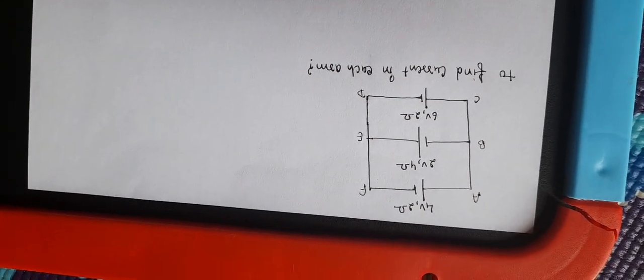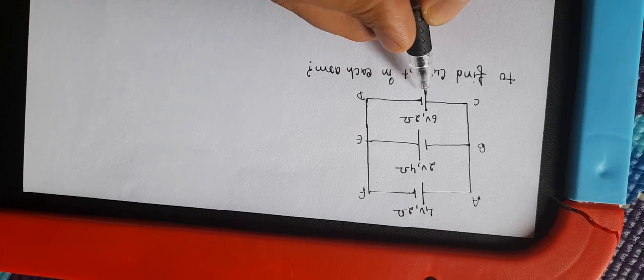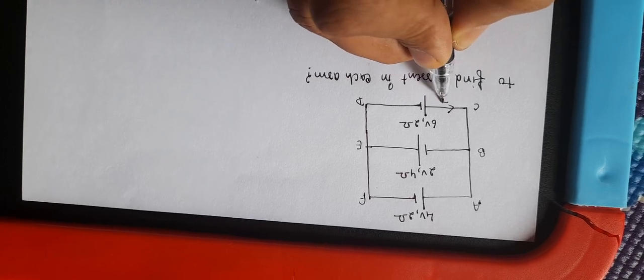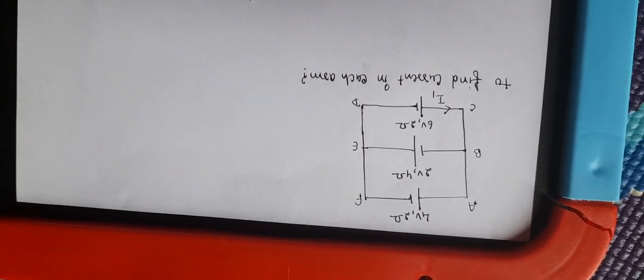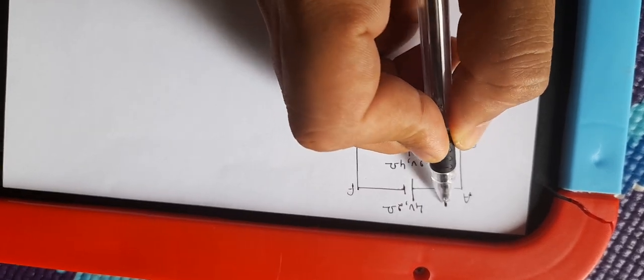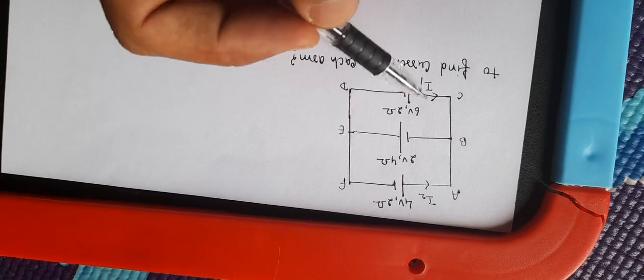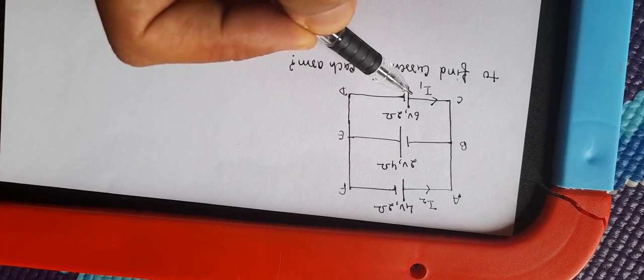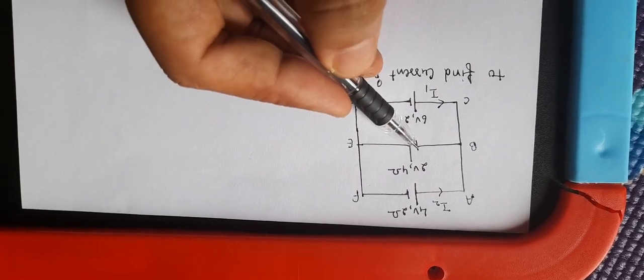First of all, which one is the larger cell? This one is the larger. Let us say this one is current I1. Now this is cell 2, which is 4 volt. Now this is, let us say, current I2. If you look at these two cells, positive and positive are connected with each other, and over here negative is connected.